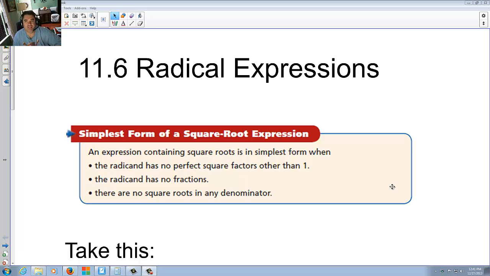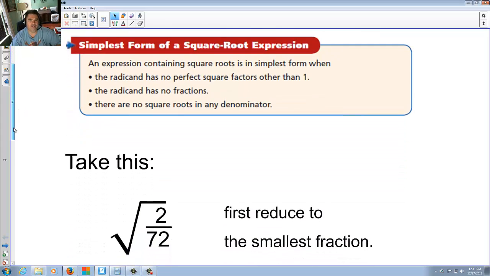Today, 11.6, radical expressions. Now what does it mean by that? Well, an expression containing square roots is in simplest form when the radicand has no perfect square factors other than 1, the radicand has no fractions, and there are no square roots in any denominator. Still unclear? I understand. Take a look here.